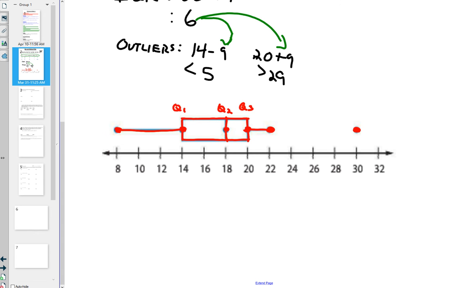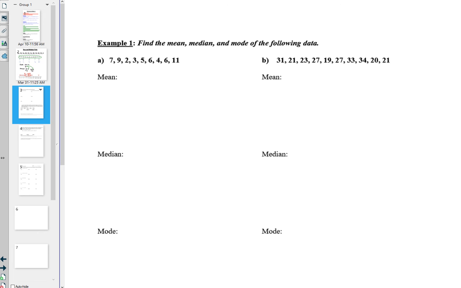Any questions there? Because now the rest of the packet is going to be examples. So let's see how many we can do, and then we'll move on. All right, mean, median, mode. For mean, you do not need to put the numbers in order. You just have to add them. So let's see if I can do this mentally.